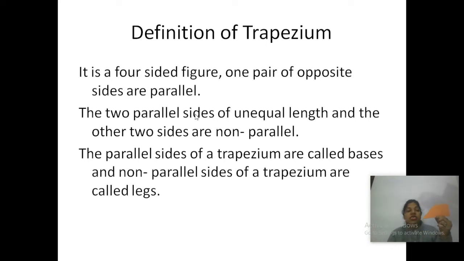Now students, the parallel sides of this trapezium are of unequal length. You can see that this is parallel to this, but the length is, this is small line and this is big line, so the length is not the same. And the other two sides, this and this, these are non-parallel sides. So the parallel sides of a trapezium are called bases and the non-parallel sides of a trapezium are called legs.